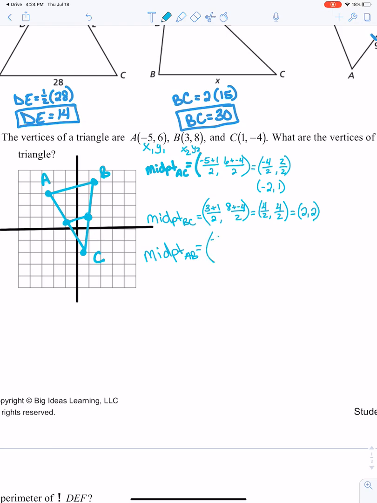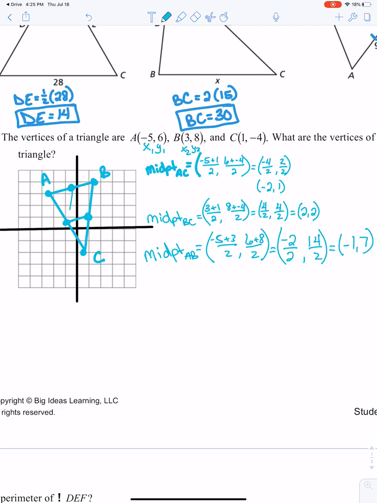So negative 5 plus 3 over 2, 6 plus 8 over 2. Negative 5 plus 3 is negative 2 over 2. And 6 plus 8 is 14 over 2. So we're going to end up with a midpoint at negative 1, 7. So negative 1, positive 2, 4, 6, 7 is right here.